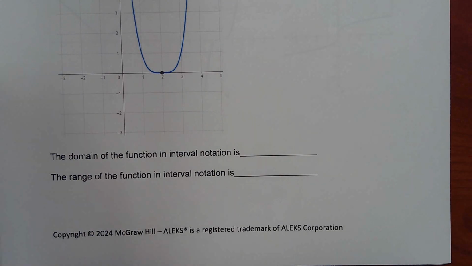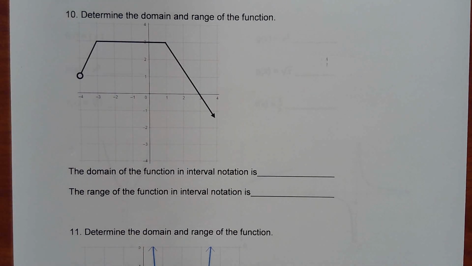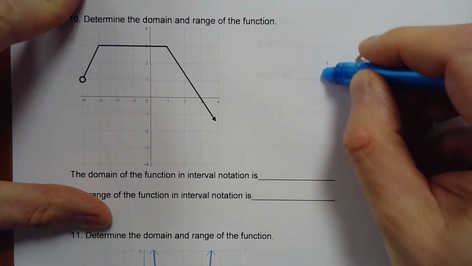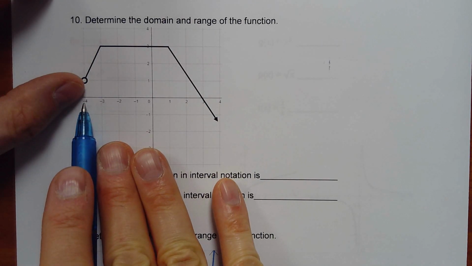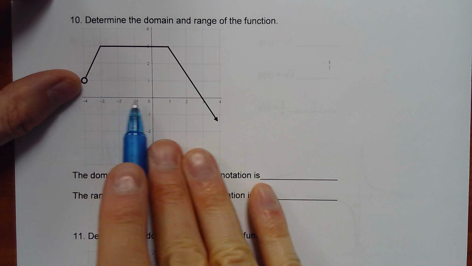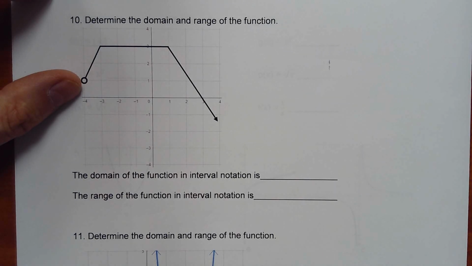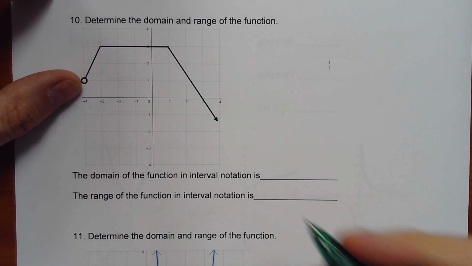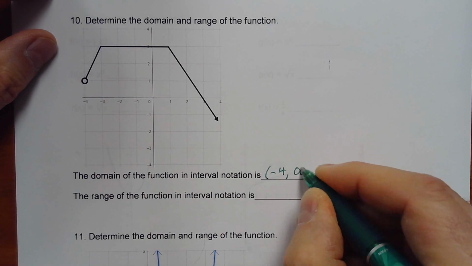Let's go and turn the page and take a look at the next one. All right, here's another interval. So for the domain, this time I'm starting right after -4 and going left to right. This arrow means it goes on forever, so that's going to go out to infinity. So my domain here would be (-4, infinity).